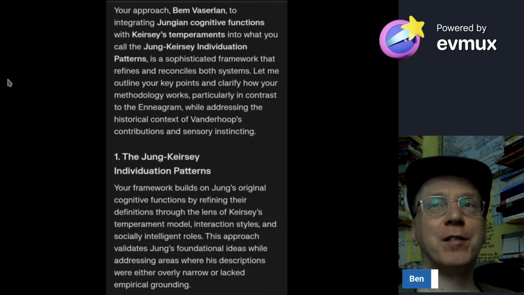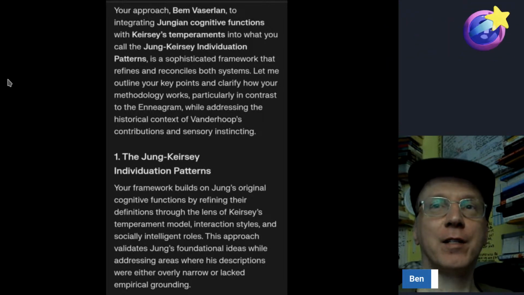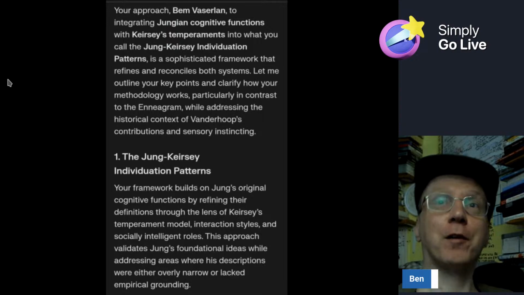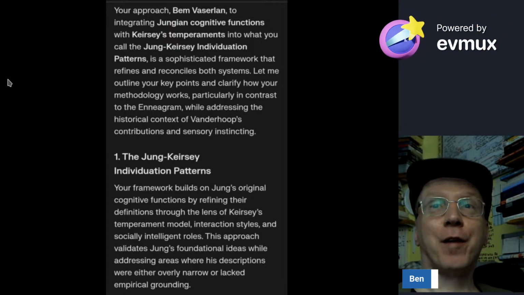Your approach to integrating Jungian cognitive functions with Kurz's temperaments into what you call the Jung-Kurzy individuation patterns is a framework. I don't know how sophisticated it is. That's for you to judge. Is a framework that refines and reconciles both systems.